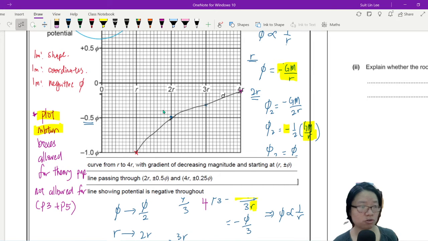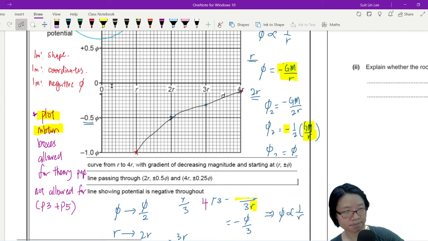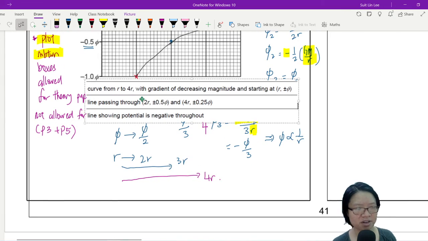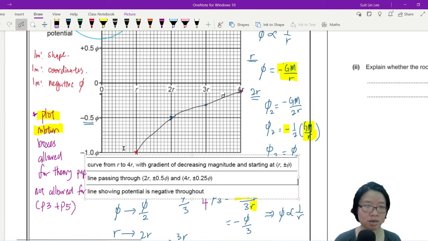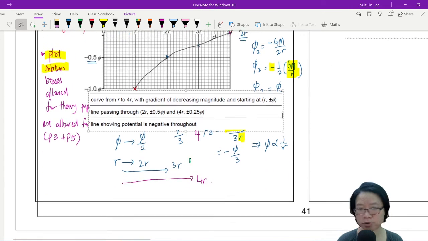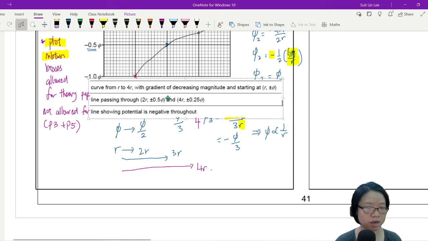Okay, so normally you just ask yourself, is the shape correct? Is the coordinate correct? And is it supposed to be always positive, always negative? Position of the curve, is it correct? That will probably help you with your sketching, right? So that's this one. I'm just gonna park this here.